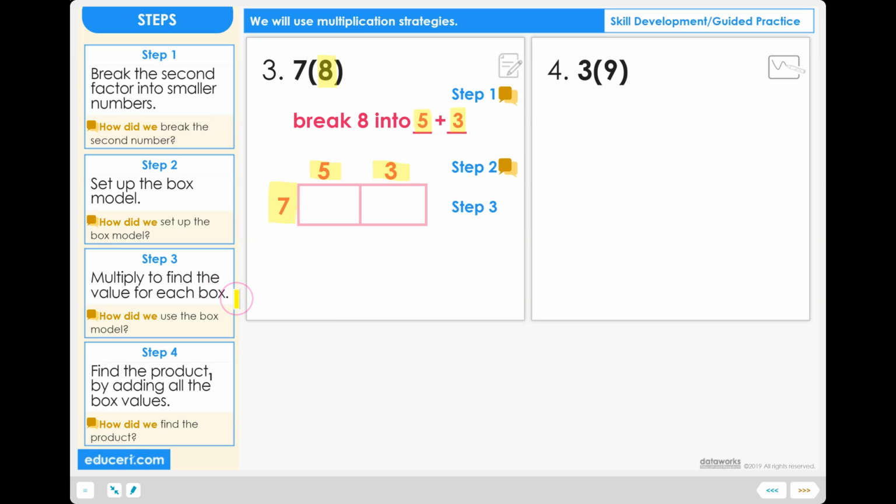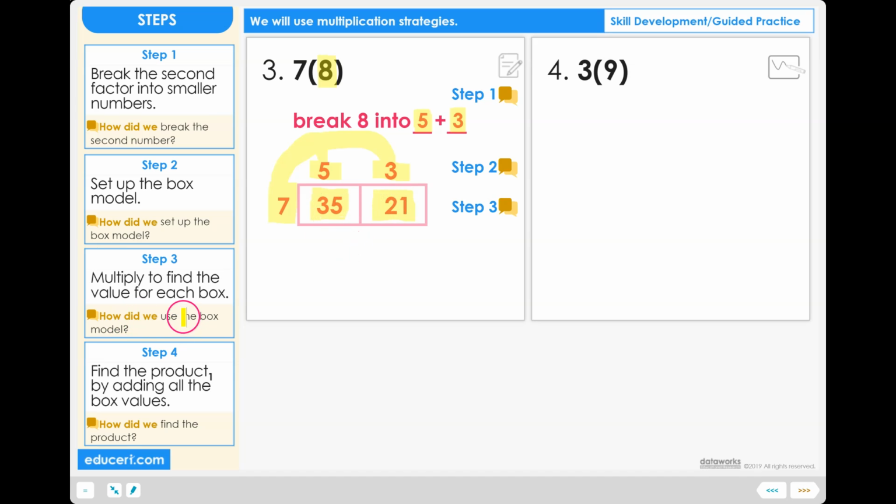This is called the distribute strategy. The reason why the name is the distribute strategy is because the word distribute means to send an equal copy. We're going to send 7 to multiply times the 5 and give us 35. We're also going to send 7 times the 3 and give you 21. So the name, the distribute strategy, is almost a reminder that we have to send 7 to both of these values, 7 times 5 and 7 times 3, and then we have the two values inside the box model.